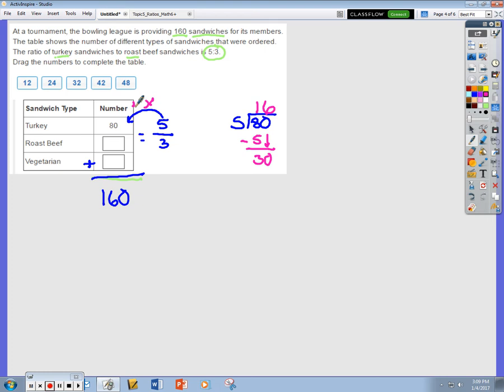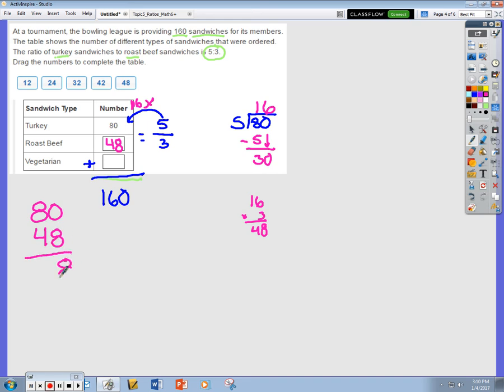Remember, just like the previous problem, whatever I multiply the top term by, I must multiply the bottom term by. So now I have to ask, what is 16 times 3? 16 times 3 will give me 48. So what I would do is drag the 48 right here. Now, I have 48 roast beef, 80 turkey. Let's combine to see how many sandwiches you have. So you have 80 plus the 48.